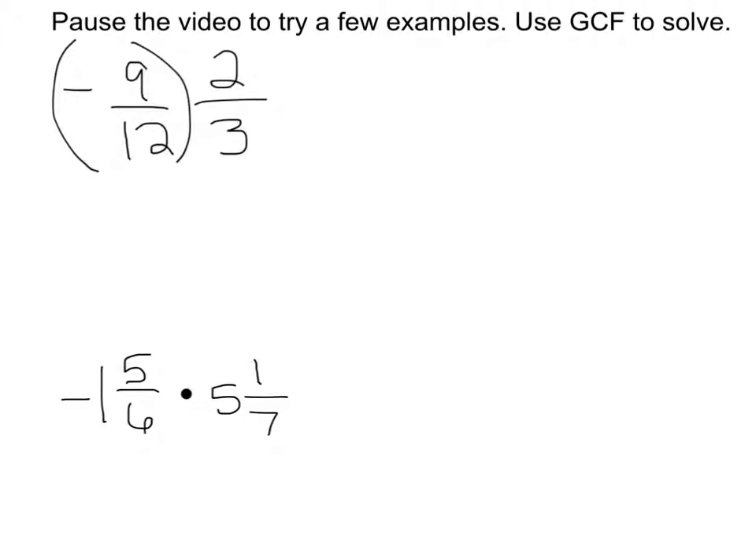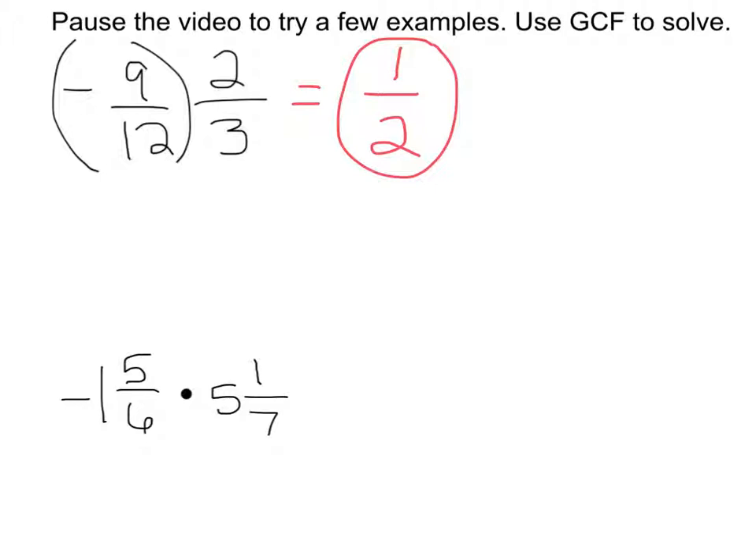Pause the video to try a few examples. Use the method that we just previously discussed, where you're using greatest common factors to solve each problem. So the first example is -9/12 times 2/3. You can find a greatest common factor in both 9 and 3, or the 2 and the 12. Your answer should have been, when you got your final result, 1/2. So if you found something different, please bring that to me and we can discuss it a little bit further.